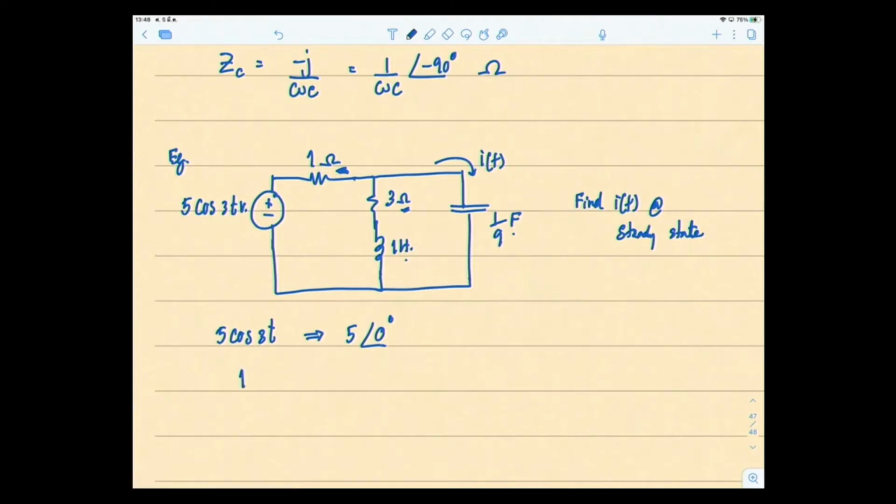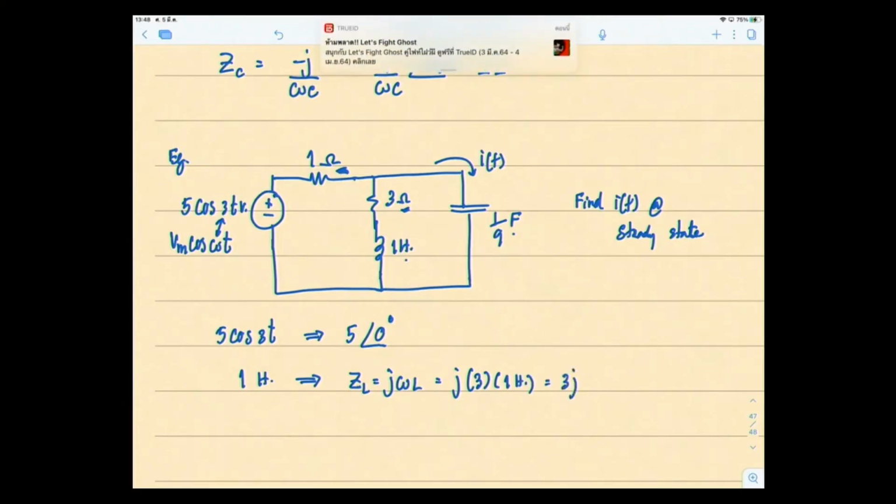So we're going to change the 1 Henry into impedance. This is where your memory has to kick in: the impedance for an inductor, ZL, is j omega L. Where do you get omega? You have to remember the form Vm cos omega t. If you compare these two functions, omega is simply 3 radians per second. So it becomes j times 3 times L, which is 1 Henry, so it's 3j ohms, or 3 angle 90 degrees ohms.